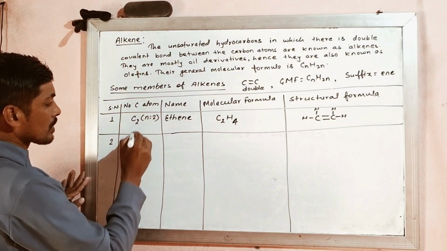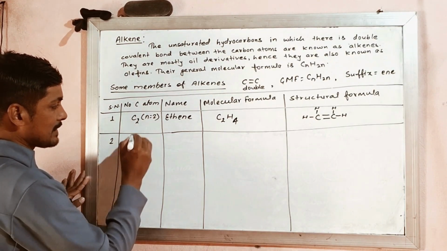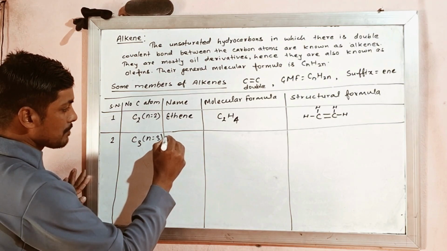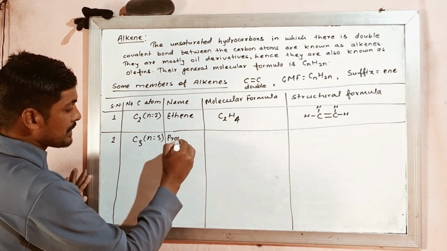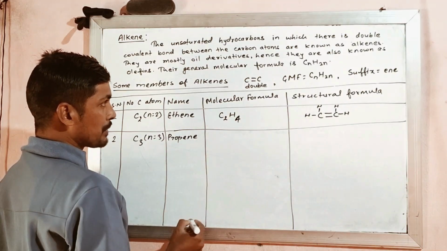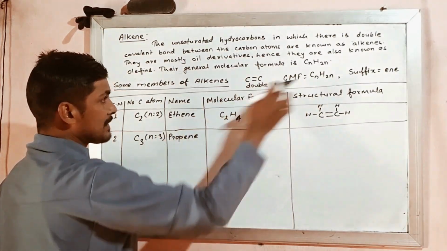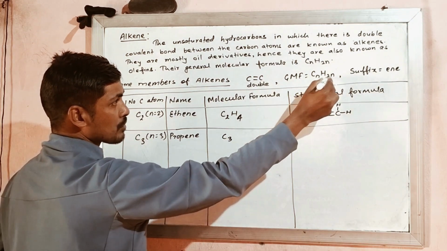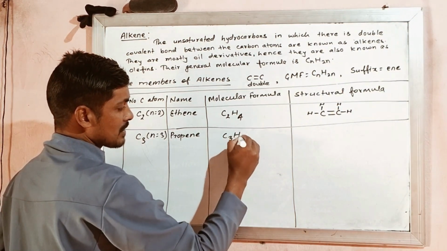Number 2, C3, n is equal to 3. It is propene. Now, what will be the formula of propene? Put the value of n in this general molecular formula. We will get C3, 2 times 3 is 6, H6.